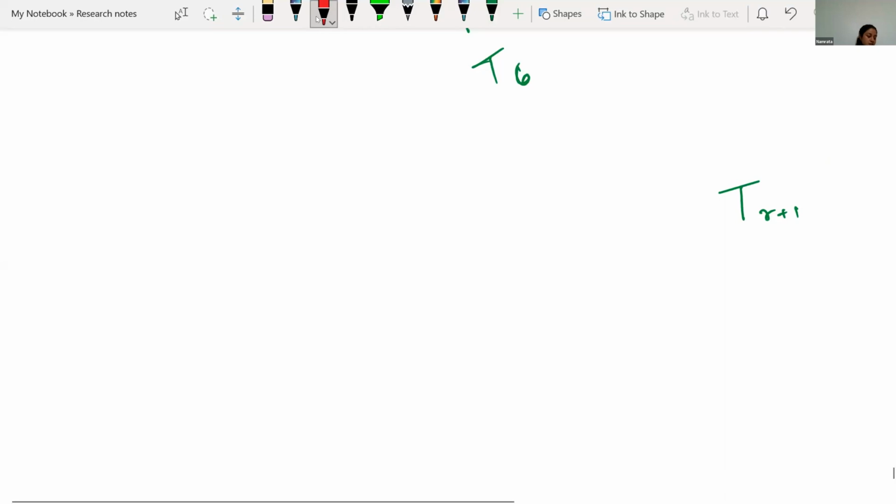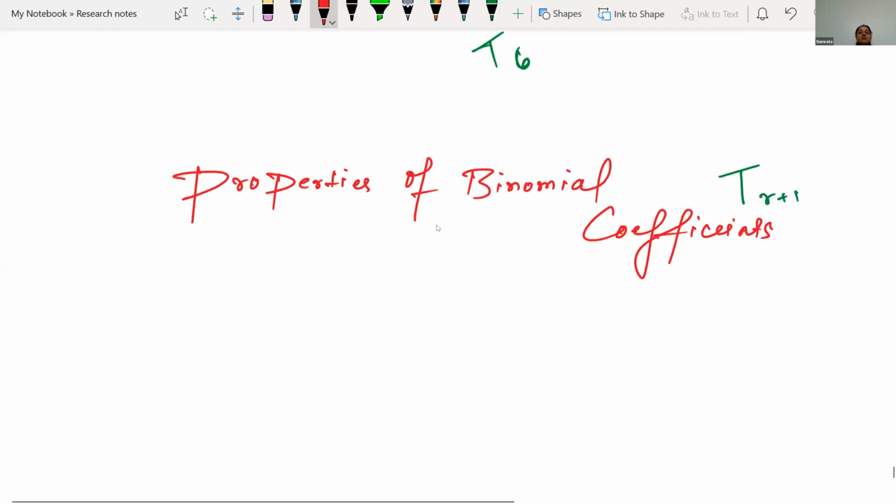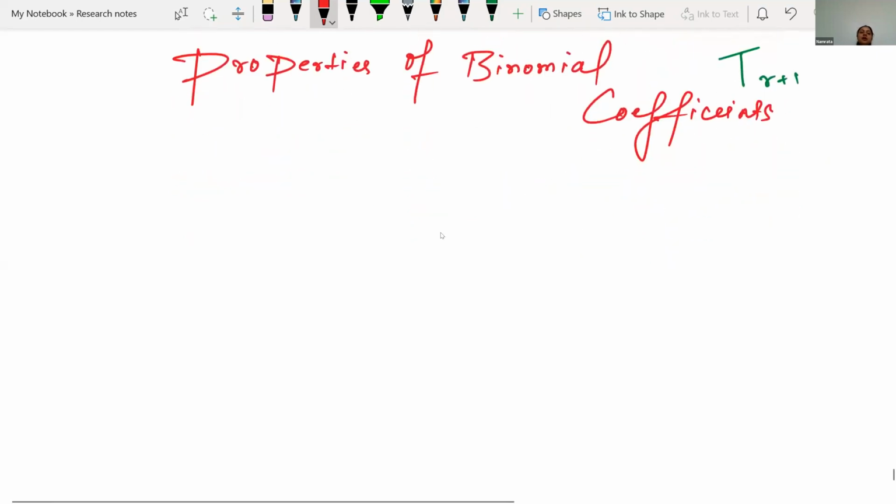Yes, ma'am. One last concept, that is properties of binomial coefficients. Please note it down with me. So there are a few properties of binomial coefficients. Let me write the properties. We will be discussing them in detail just after writing all the properties.